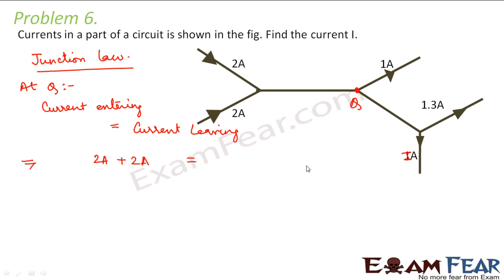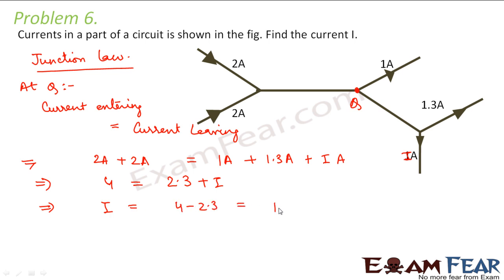What is the current leaving? Current leaving this junction is 1 ampere, 1.3 amperes and I. So 1 ampere plus 1.3 amperes plus I ampere. So this is 4 is equal to 2.3 plus I. So that is I is equal to 4 minus 2.3, that is 1.7 amperes. So this is the value of the current I.